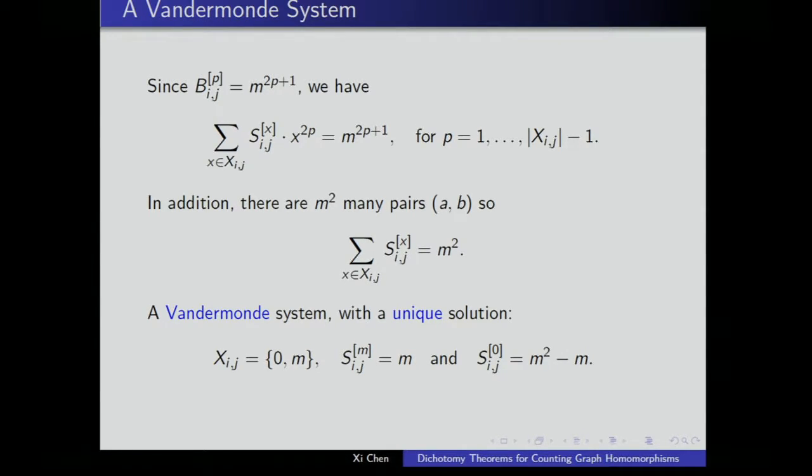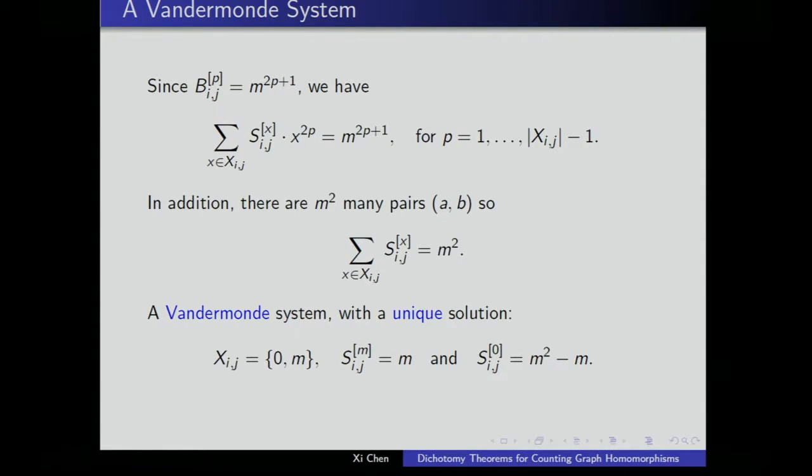But we know that it has this solution. The solution is to set S_ij bracket m to be m. There are m pairs that give us m, and m squared minus m pairs give us 0. If we plug these two equations back into these equations, they will hold. So this should be the only solution. And we can conclude that X_ij not only just contains 0 and m, it's exactly 0 and m.